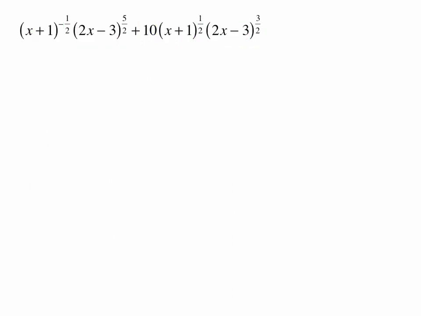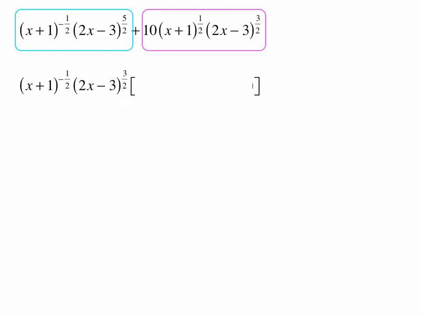Okay, here's our second example. Again, if I were you, I would pause the video and try it on your own first. So if you look at the two terms, again, in this case, they're both separated by a plus sign. I see that I have an x plus 1 in both terms, so I'm going to factor that out. The smallest exponent in this case is a negative 1/2, so I'm going to factor out an x plus 1 to the negative 1/2. And the quantity 2x minus 3, the smallest amount, has an exponent of 3/2, so that's what I can factor out.